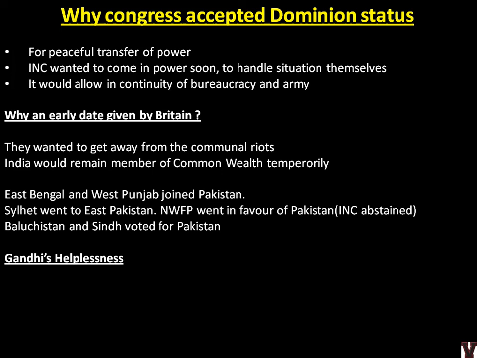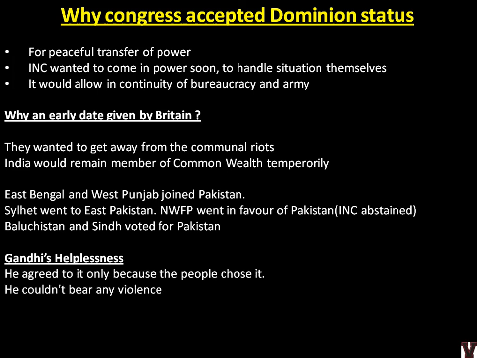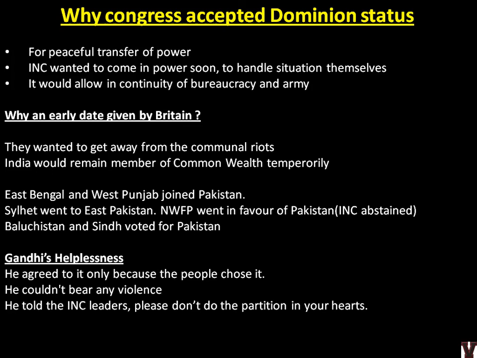So when all this was happening, Gandhi could not do anything. He always wanted a unified India, whether in terms of religion or in relation to the depressed classes, everything. He wanted a unified India, but people chose to be partitioned. So he agreed to it only because the people chose it. He couldn't bear any violence. He told the INC leaders, please don't do the partition in your hearts. And he asked them to work for a peaceful India and Pakistan in future.